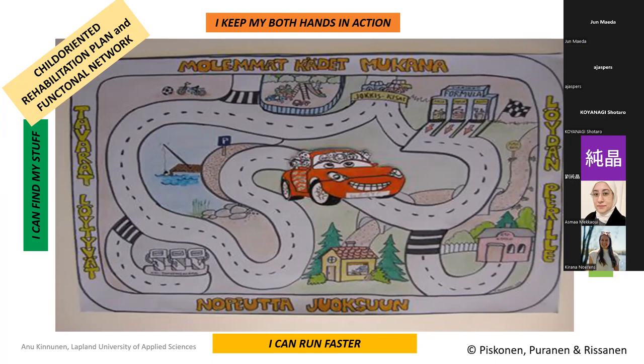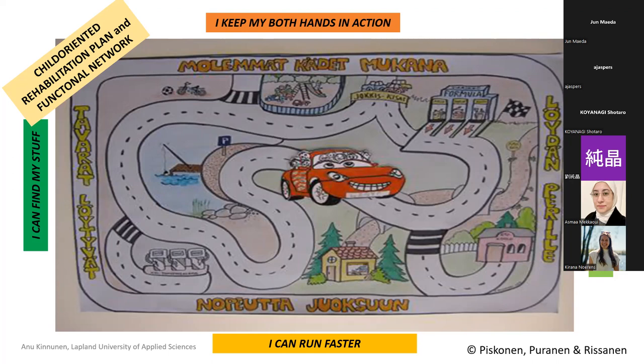He wanted to run faster. He wanted to find where he's going. He wanted to use both his hands in actions. He wants to find his stuff. So it's like putting the rehabilitation plan into the child's language. It's one picture he could put on the wall, where the adults and the child can see where they are going together and what they have agreed to do. So the child's functional networks and the rehabilitation plan are designed in one painting.